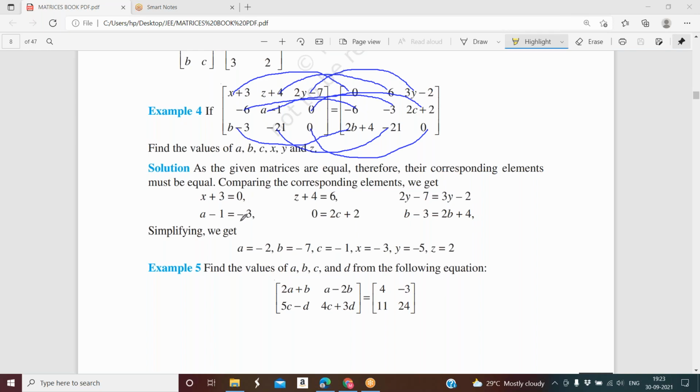So if you equate, then you are getting 6 equations, and it involves 6 unknowns. Okay, so 6 equations in 6 unknowns. If you simplify, then you will get the values of x, y, z, a, b, c. That you can easily find.